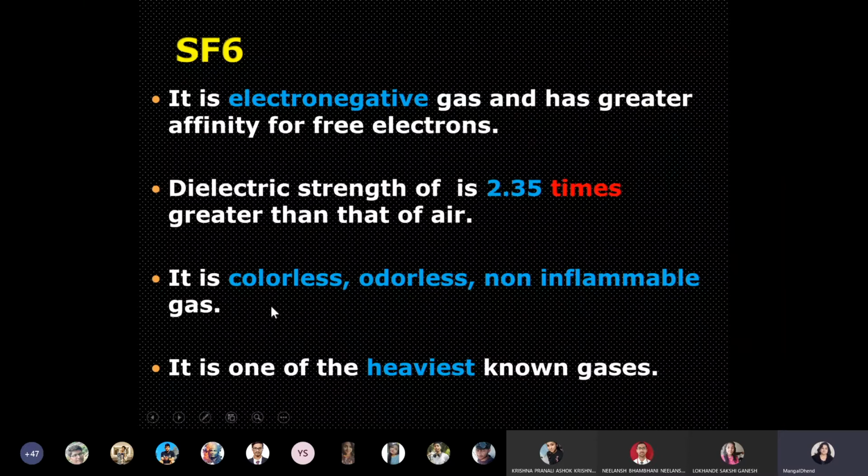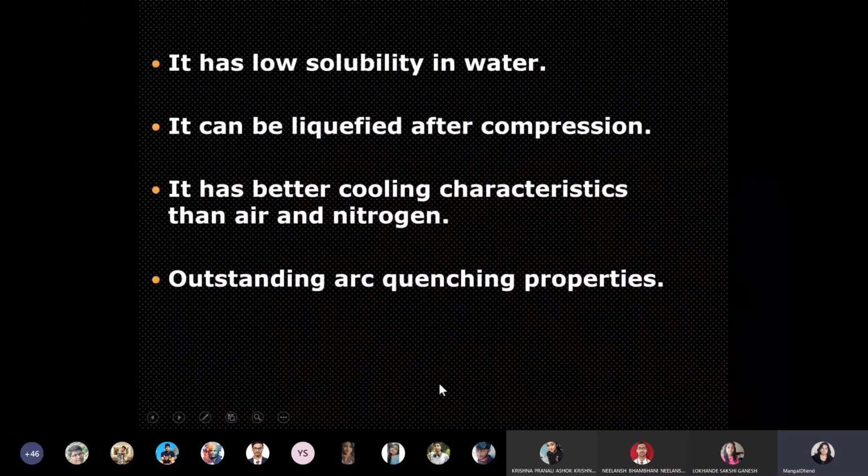So property of SF6 as colorless, odorless and non-inflammable also has made it very popular. It is one of the heaviest known gases. So heaviest, weight is large. I can say that is the drawback. So it has low solubility in water. So it will not be soluble in water. It can be liquefied after compression.